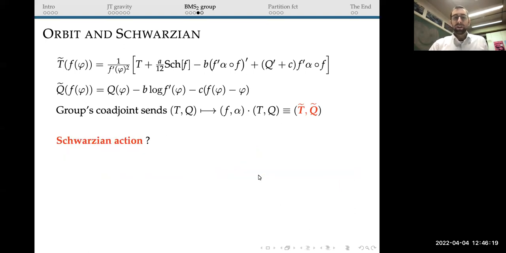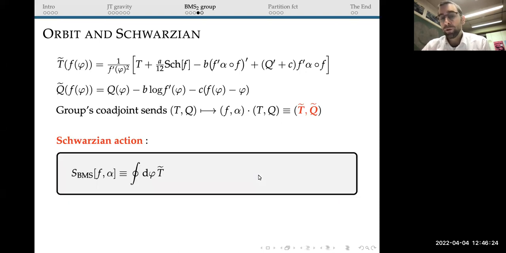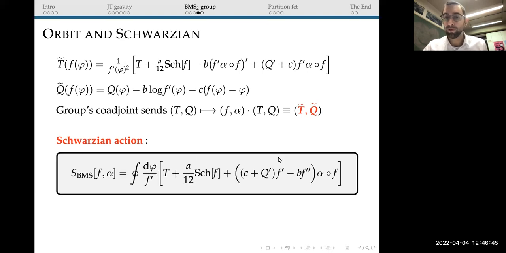Now, a related question is, what's the Schwarzian action of the group? That's easy to write down, at least formally, simply because by definition, the Schwarzian is the generator of the U(1) action on the coadjoint orbit. In this case, the U(1) action is generated by the zero mode of this T tilde, the stress tensor on an orbit. So if you take the T tilde written here and plug it back into the action, the Schwarzian action that you find takes this form written here. Now, there are a number of properties you can check here, but perhaps the most striking one is the fact, so yeah, several things.